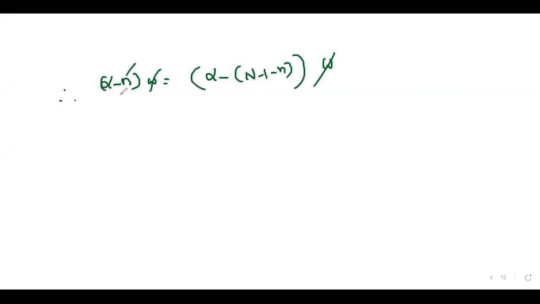Okay. From this, therefore, we can write this cos and cos. If we remove it, we will get alpha minus n into omega is equal to alpha minus of n minus 1 minus n into omega. So omega cancels, and this minus n cancels. Then what you get? Alpha is equal to, this is beta minus alpha.